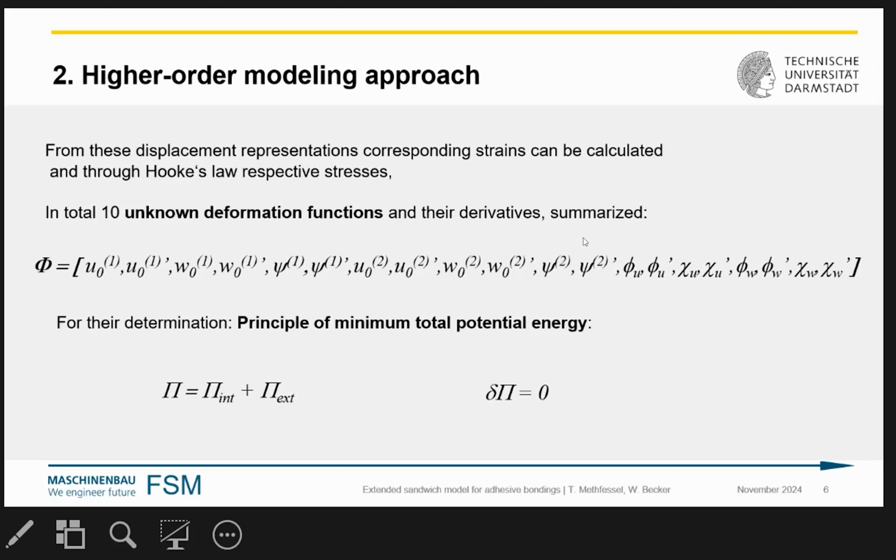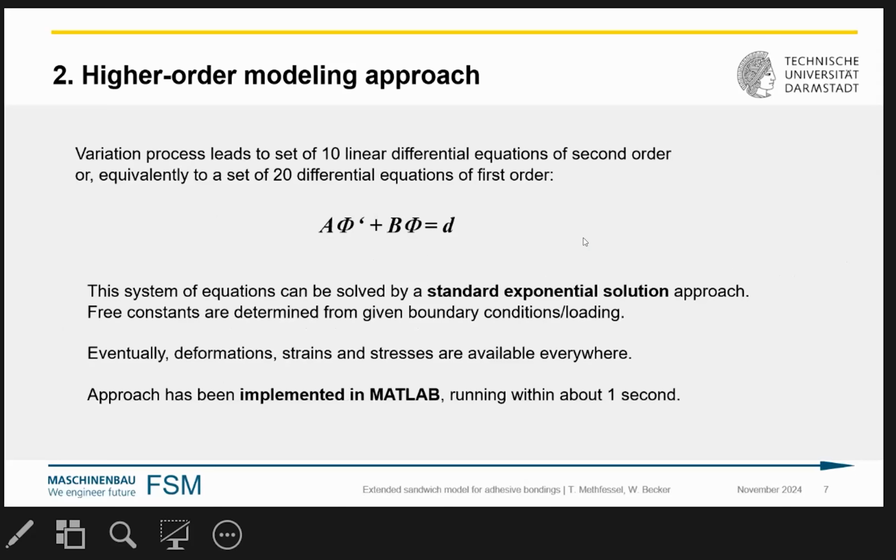And now, in order to determine all these quantities, we make use of the principle of minimum potential energy, which is a quite established technique. We perform the required variational process, and in the end, we get a set of 10 linear differential equations of second order, or equivalently a set of 20 differential equations of first order. And in a condensed manner, this can be written down as you see it here, where the phis include our unknown functions, and A and B are known matrices, and D is a known right-hand side where the loading enters.